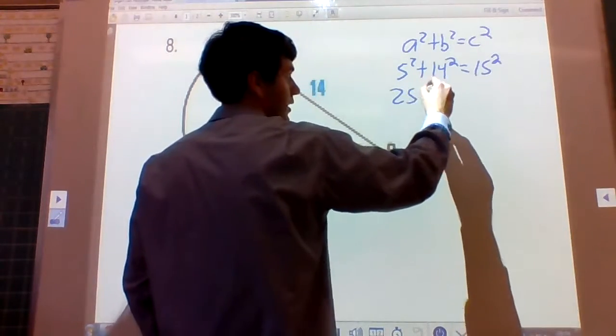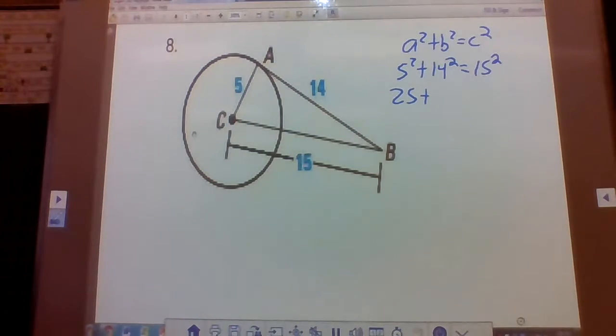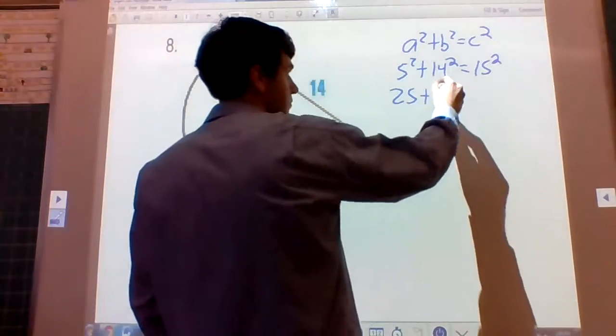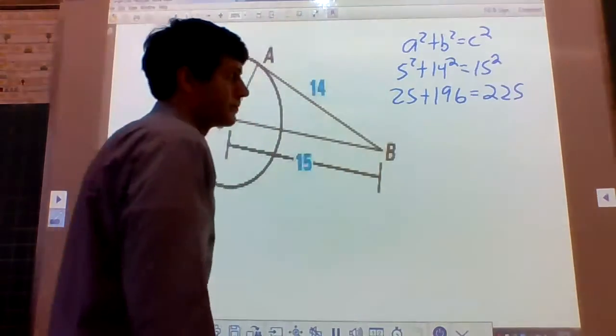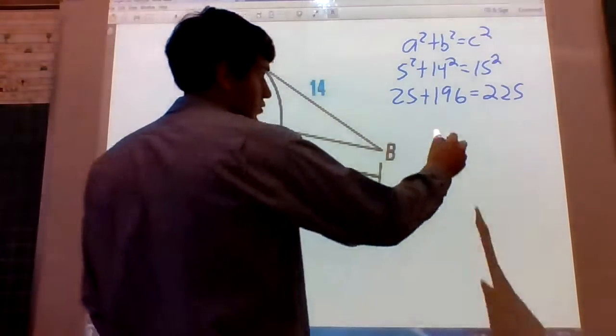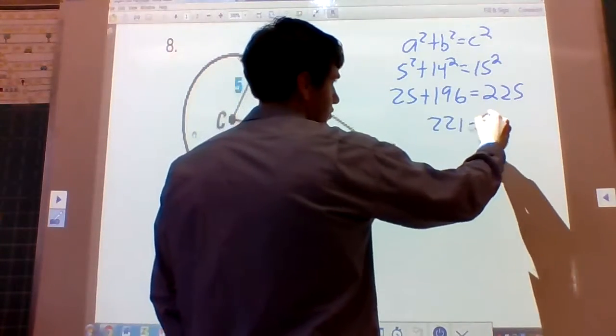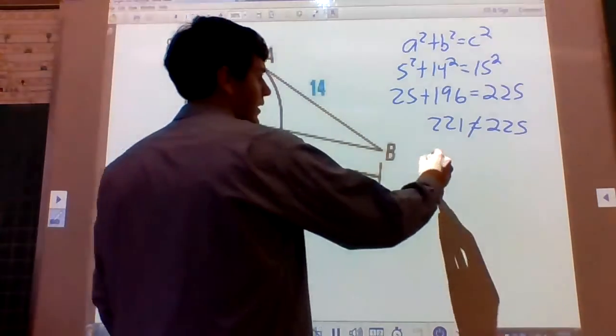5 squared is 25. 14 squared is 196, I think. Pretty sure. 25 plus 196 is going to give us 221. 221 does not equal 225. So again, this is going to be no, not AB.